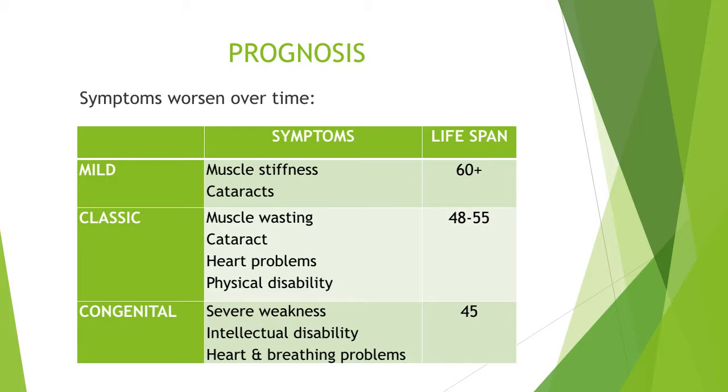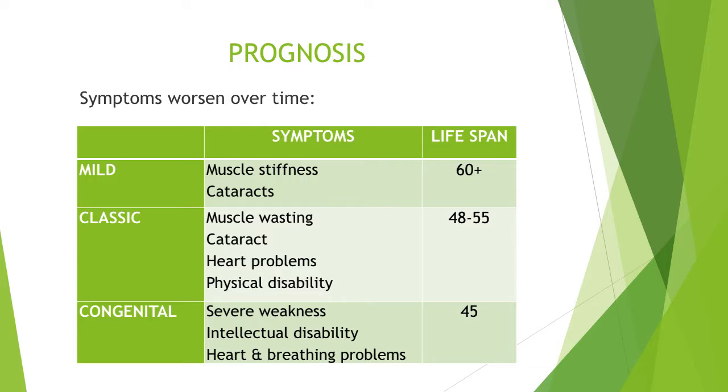Prognosis. Symptoms worsen gradually over several decades and vary from case to case. A mild case: muscle stiffness and cataract, lifespan 60 plus years. Classic: muscle wasting and stiffness, cataract and heart problems, and physical disability, lifespan 48 to 55 years. Congenital DM1: severe weakness and stiffness, intellectual disability, heart and breathing problems, lifespan 45 years.